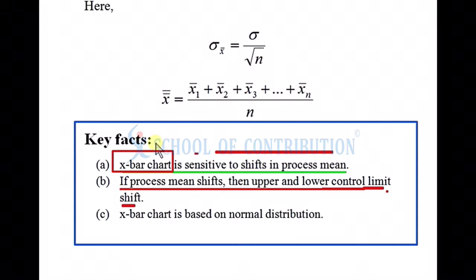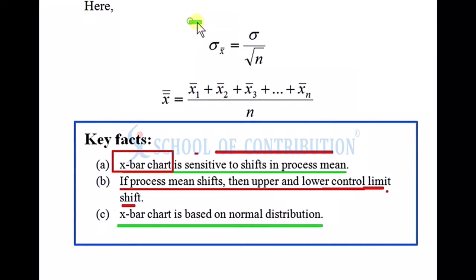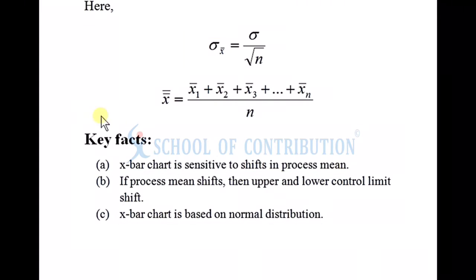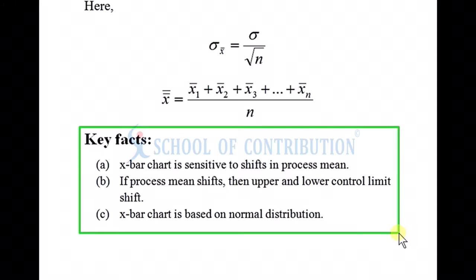The third characteristic is that the X bar chart or mean chart is based on the normal distribution. This is called the sampling distribution property of the sample mean. This is the sampling distribution of the standard deviation of the sample mean. This is the sampling distribution of the mean of the sample means, and they are all normally distributed. So these are the three characteristics of the mean chart.